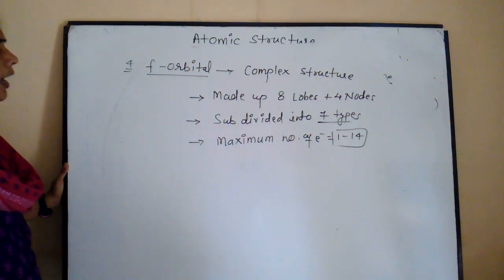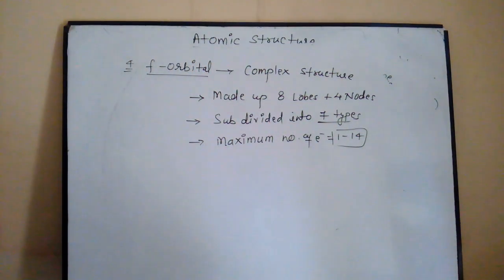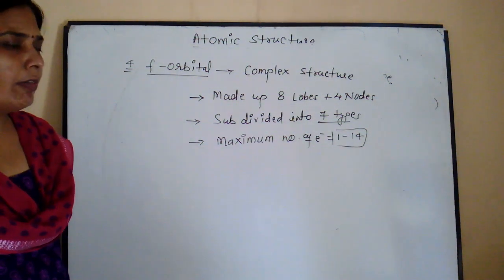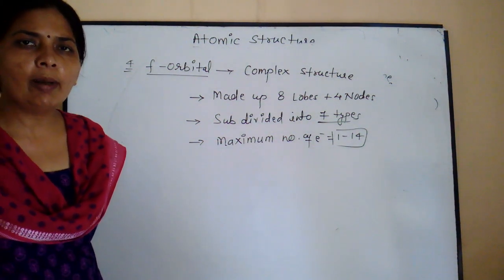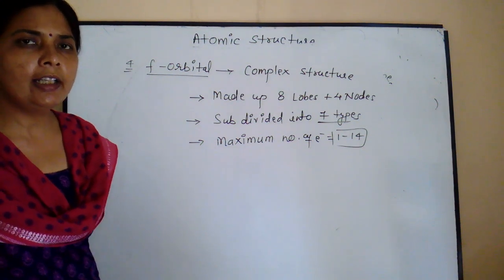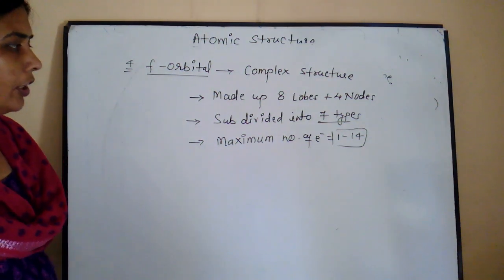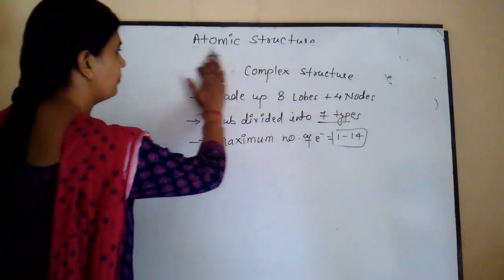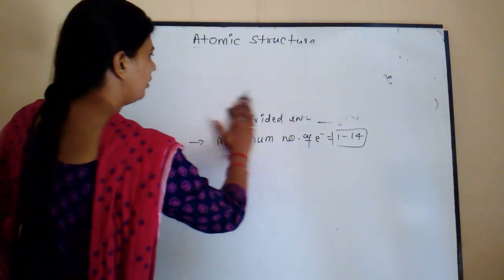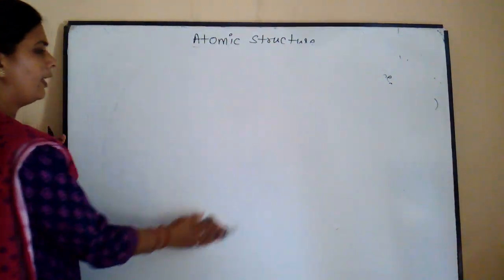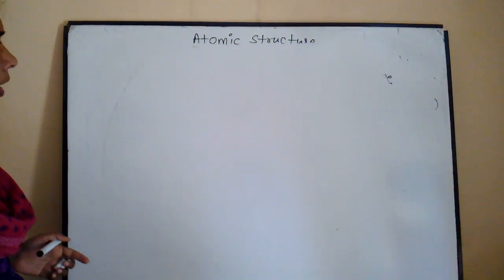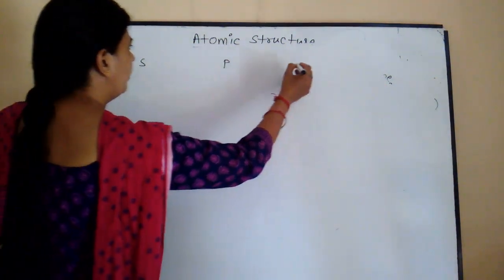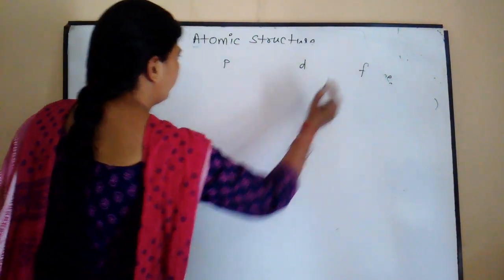So the f orbitals have a complex structure because they contain 8 lobes and 4 nodes, and they subdivide into 7 types. Therefore, the maximum number of electrons in these orbitals will be 14. Orbital is the space around the nucleus where the possibility of finding the electron is maximum, and we learned the types: s orbital, p orbital, d and f orbital.